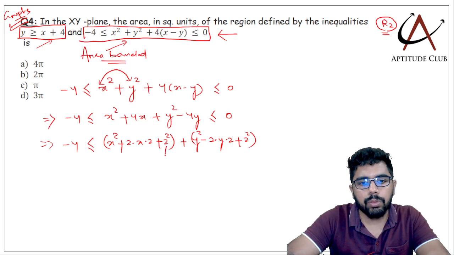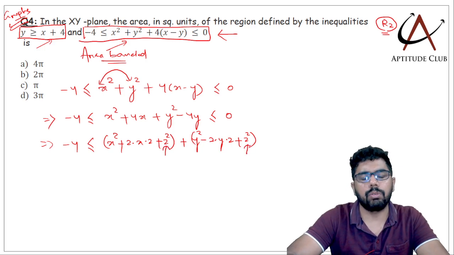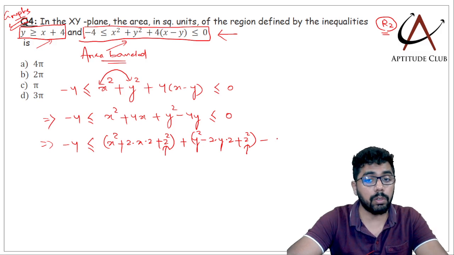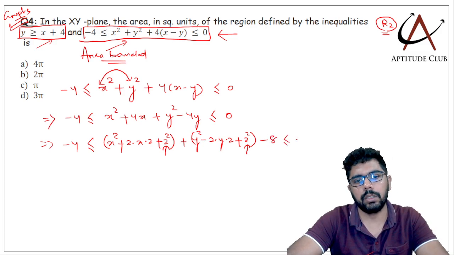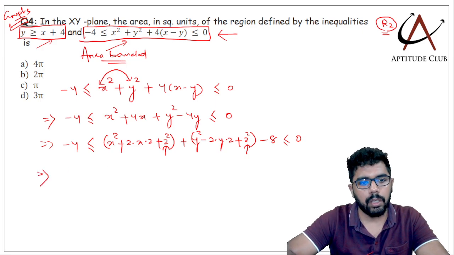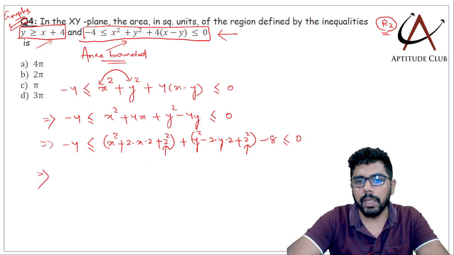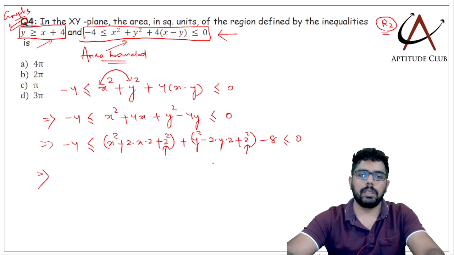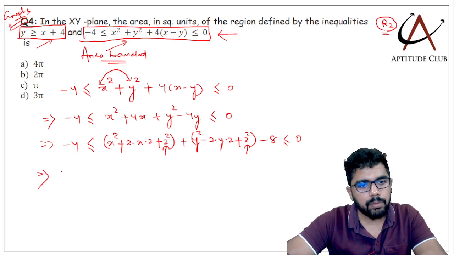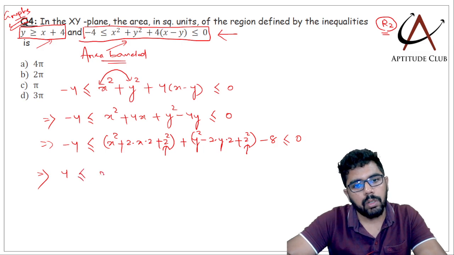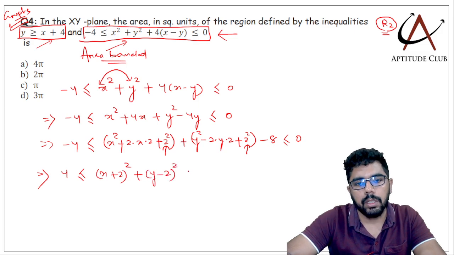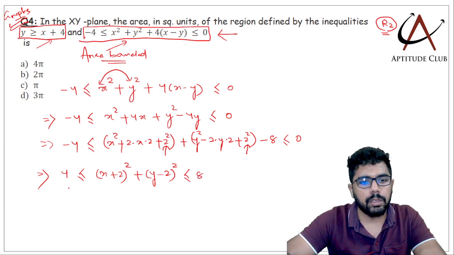I added 2 square here and 2 square here. Total 8 I have added, which was not present earlier, so I'll subtract 8. Now to remove this minus 8, I'll add 8 on all sides. 8 minus 4 is 4. This is x plus 2 whole square, and this is y minus 2 whole square less than equal to 8.